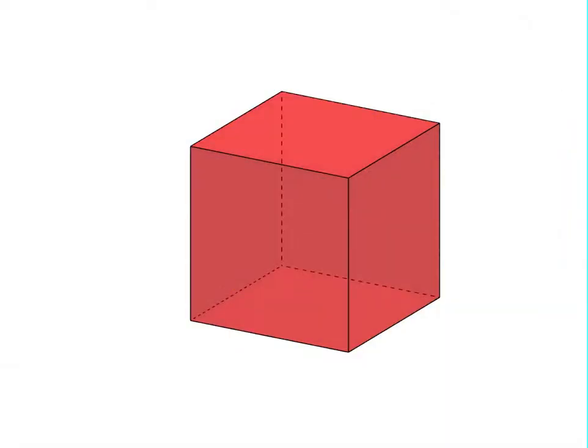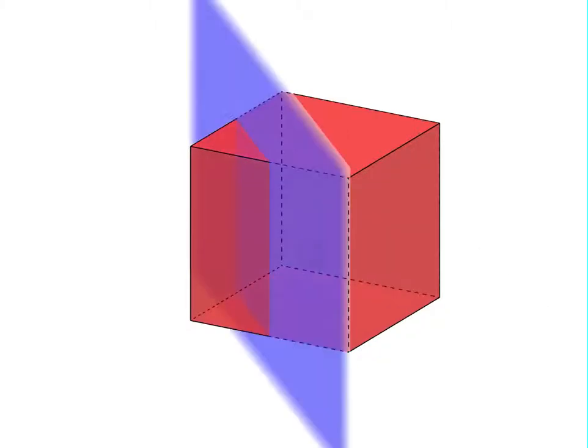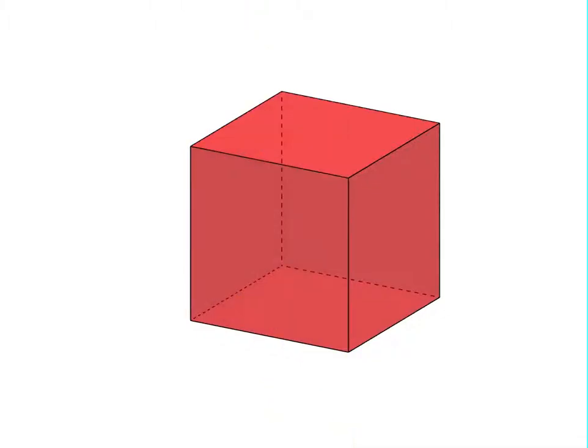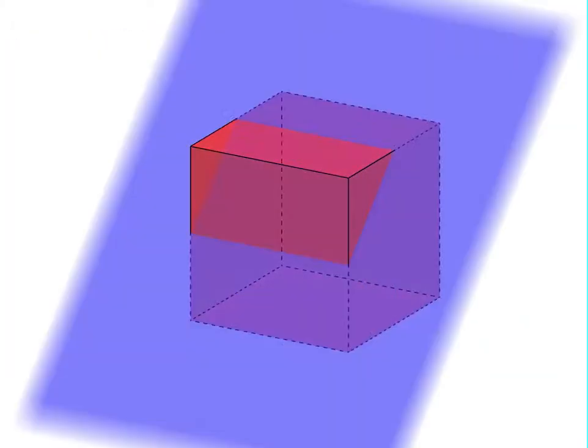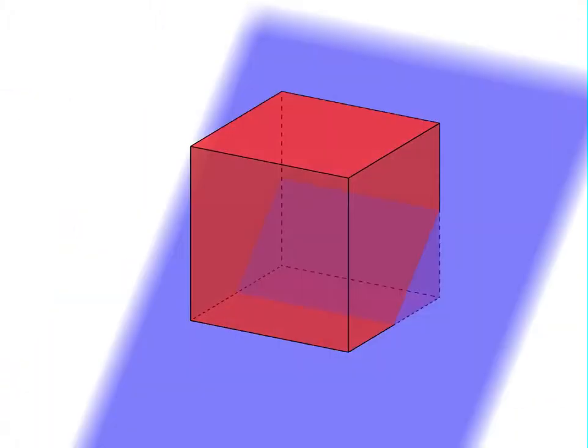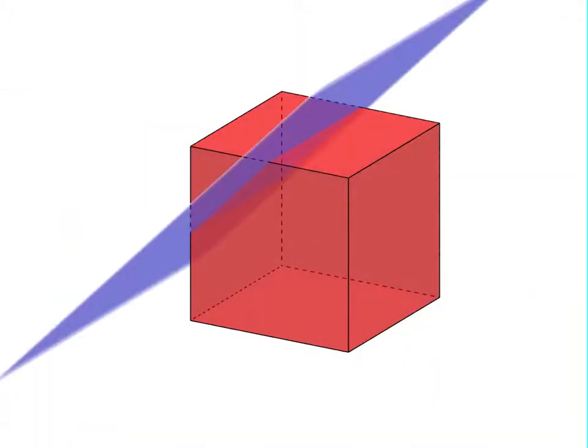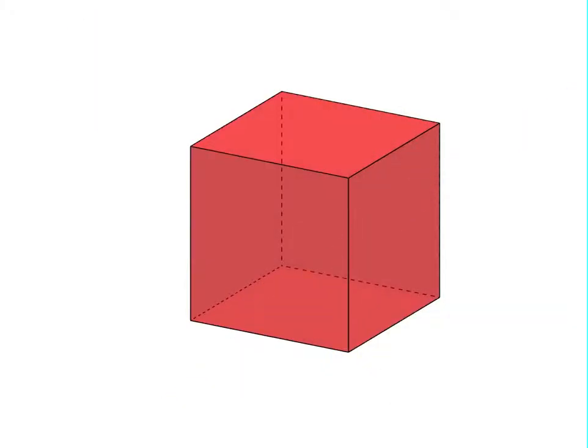But we also have planes that cut off one edge, as you can see, like this. And since there are 12 edges on the cube, there are 12 of these such planes. I'll show you right now. 1, 2, 3, 4, 5, 6, 7, 8, 9, 10, 11, 12. So 1 for each edge.